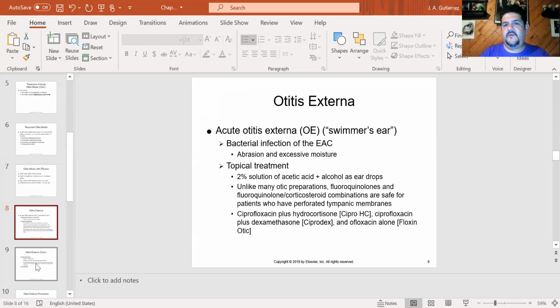The other type of otitis is otitis externa. This is inflammation of the external part of the ear. That means basically the outer part of the ear and the auditory canal. And usually, abrasion and excessive moisture will cause this type of inflammation.